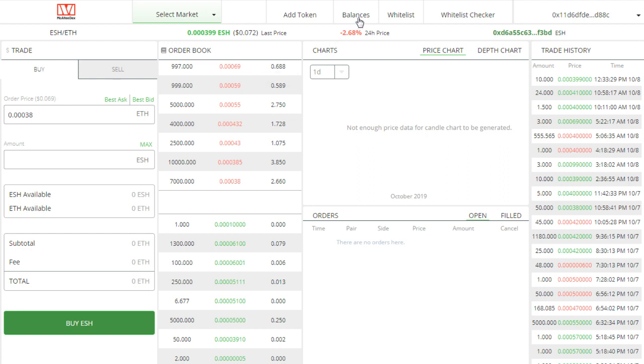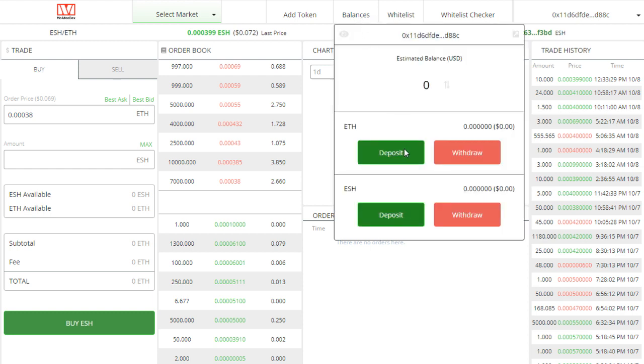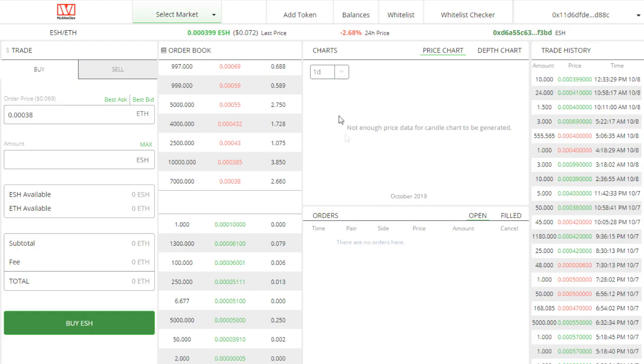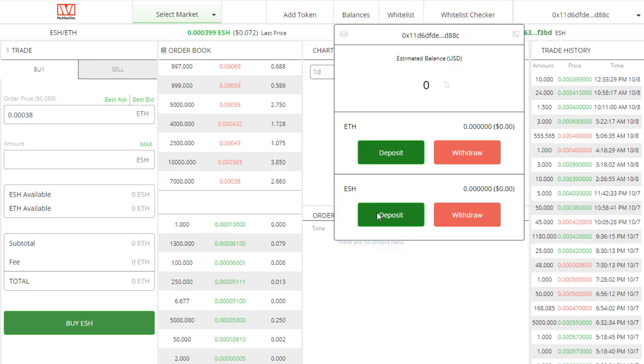To buy anything on the exchange, let's say you want to buy ESH token, you must transfer some Ethereum from your main Ethereum wallet to the trading Ethereum wallet, which is also stored on your wallet. For that, you go to balances and you click on deposit. Here you enter the amount of Ethereum you want to transfer, and then you click on deposit. Wait a few seconds for the Ethereum to transfer to the McAfee DEX.